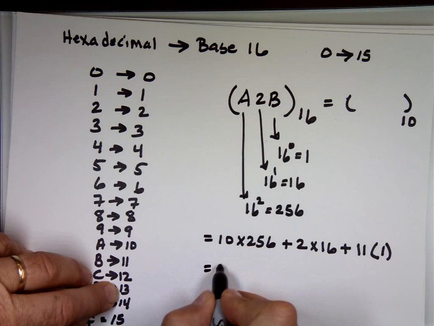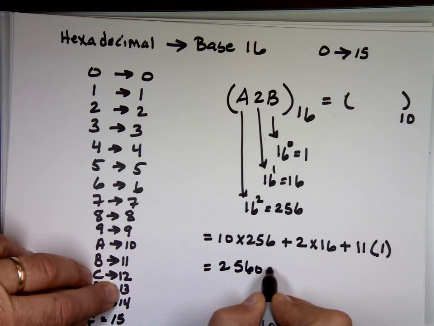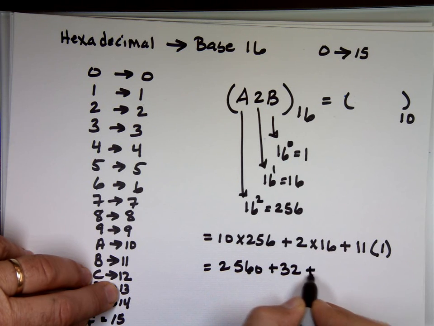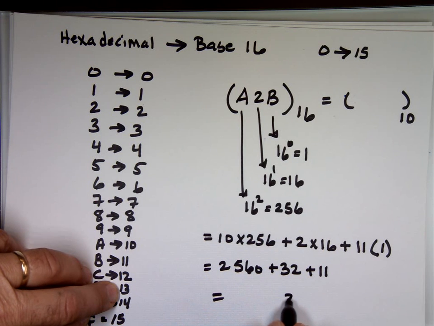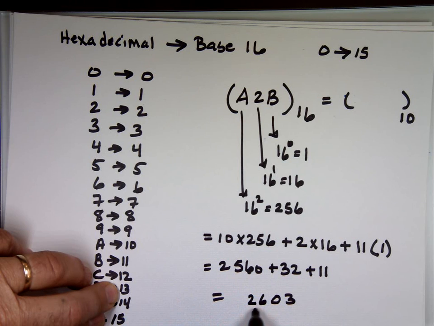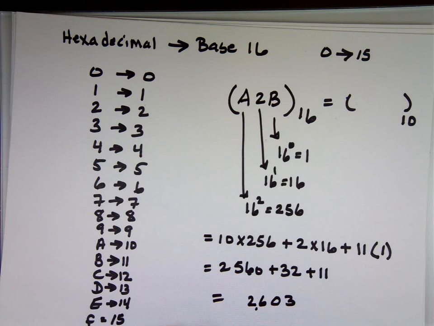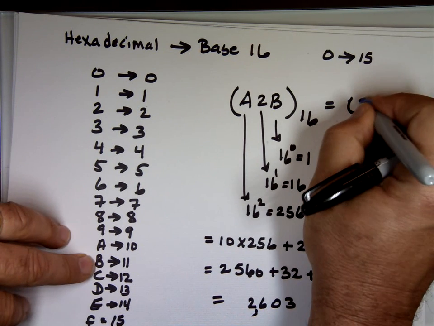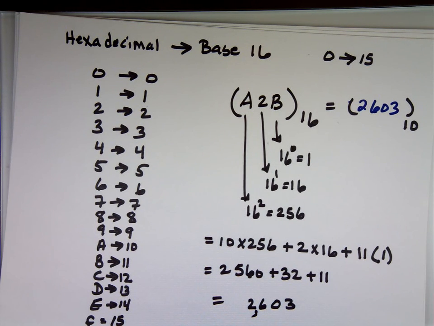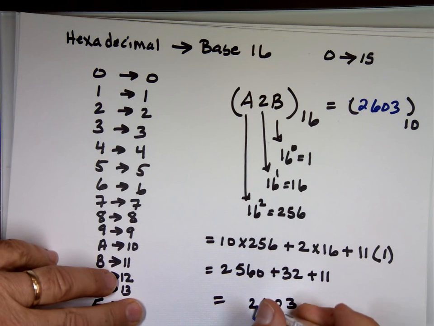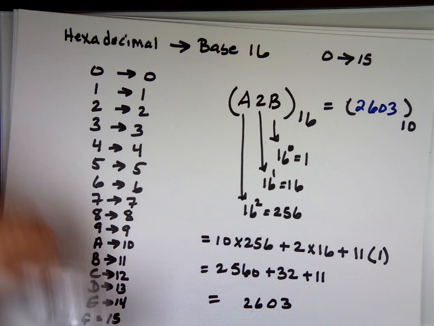2,560 plus 32 plus 11. 1 and 2 is 3. 1, 3 is 4 and 6, 10. 0. 2603. That's a comma, not a decimal. So 2603. And if you have a decimal, you do the same thing with a decimal. I think you got the idea.